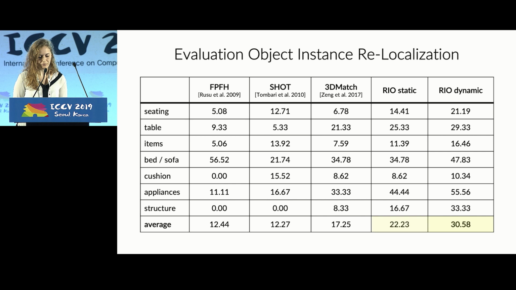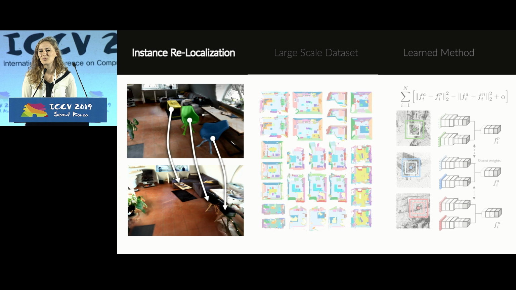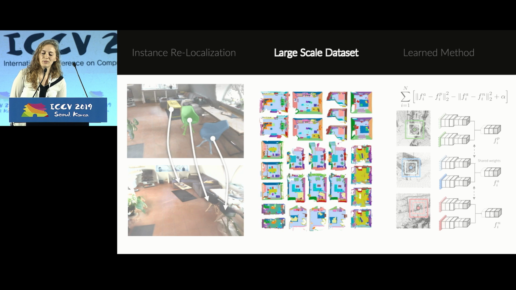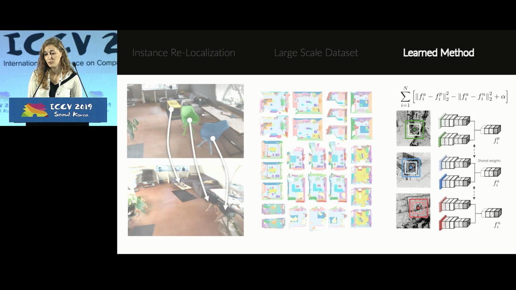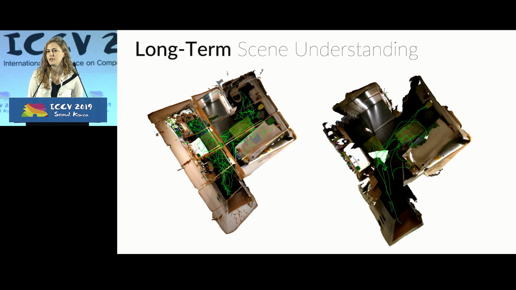In summary, in this work, we propose a new task called object instance relocalization. We also release a large-scale data set with changing indoor environments, as well as a learned method for object instance relocalization. We believe that this data set will help to develop and evaluate algorithms to, in the end, accomplish long-term 3D scene understanding of indoor environments.